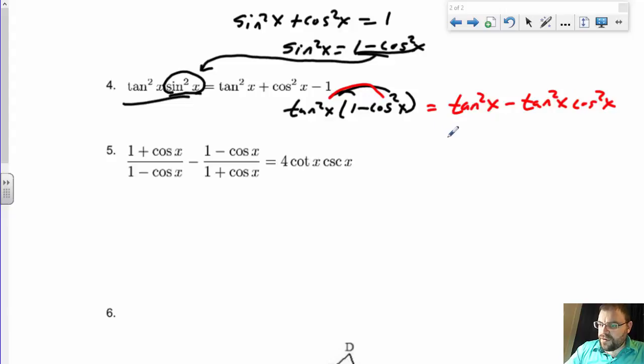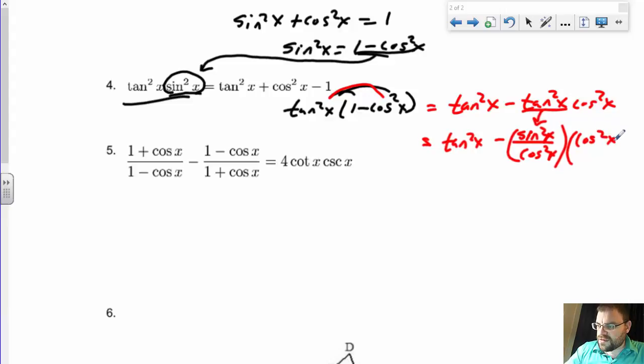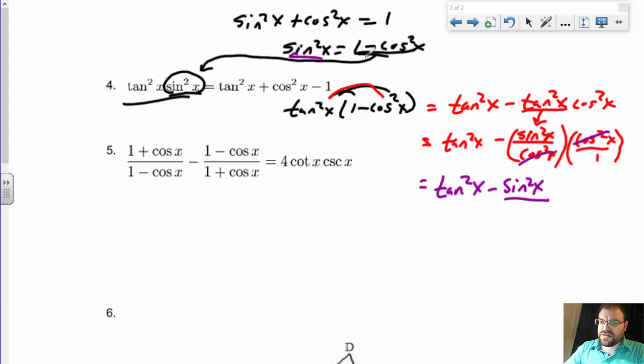Okay? I will remember, of course, though, that tangent squared x is actually the same thing as sine squared x over cosine squared x. That's what this is right here. Times cosine squared x, which is the same thing as cosine squared x over 1. And what I see, of course, is something's going to happen. The cosine squared x's will cancel. So now what I have now is simply tangent squared x minus sine squared x. But I just told you that this sine squared x is the same thing as this, which is actually equal to what? 1 minus cosine squared x.